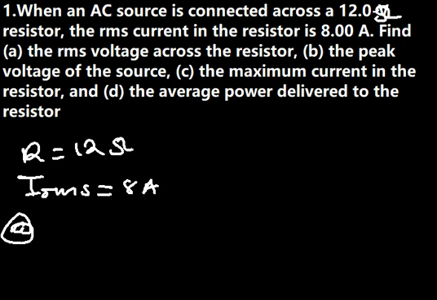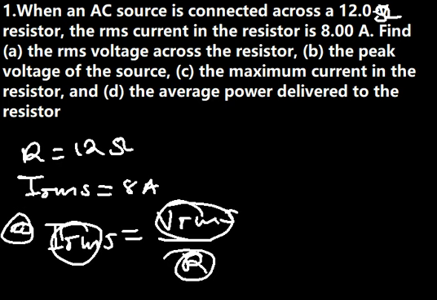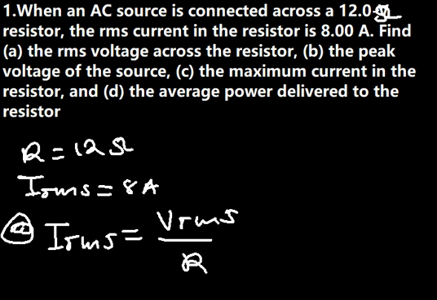So simply we can use Ohm's law in this case. We understand that root mean square current is equal to root mean square voltage divided by the resistance. So we have the resistance and root mean square current, and we can get the voltage using Ohm's law. So take note of that.